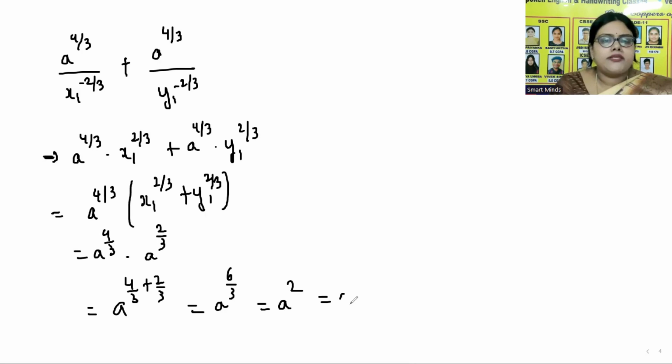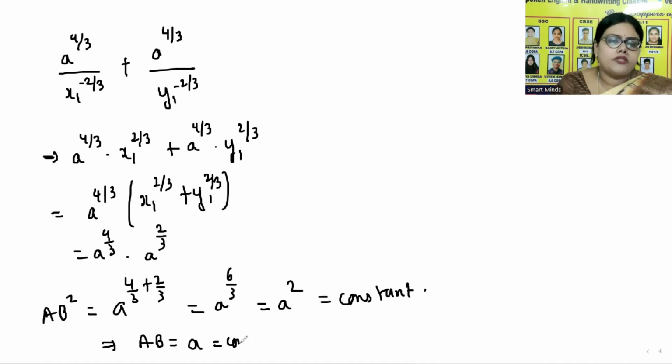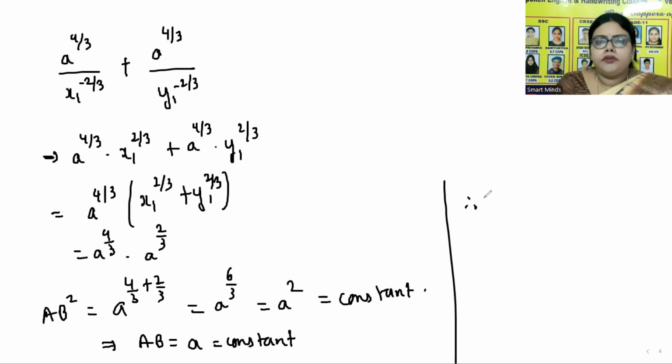So a square is a constant. So we got AB square as a constant, no? That means AB is equal to a. That is also a constant. Therefore, the length AB is a constant.